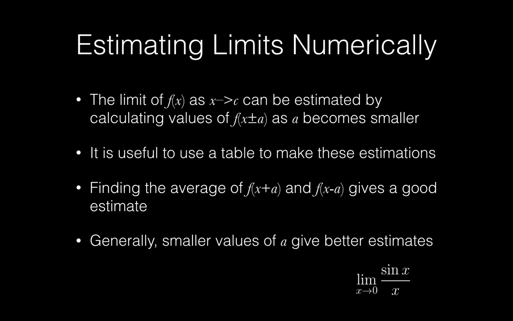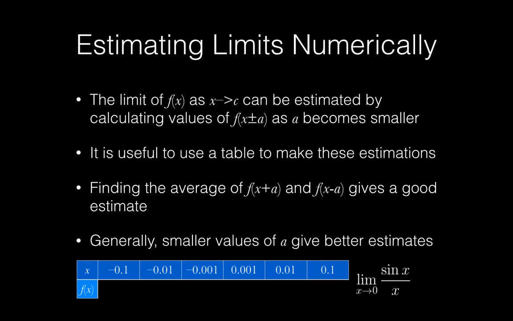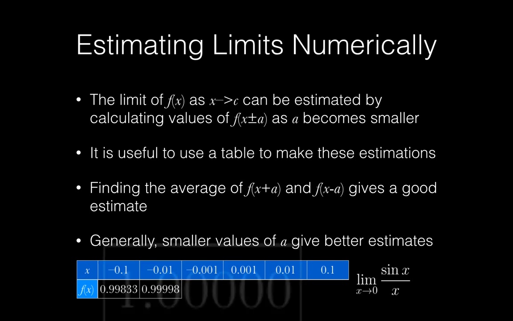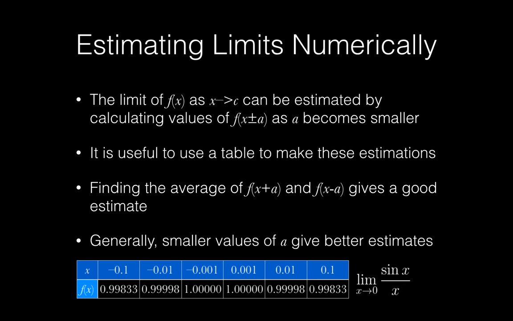Let's take the limit as x approaches 0 of sine of x over x. We'll take it for these values of x. Putting it in a calculator, we get these values. We can see that this limit approaches approximately 1 because as the values become closer and closer to 0, the values get closer and closer to 1.